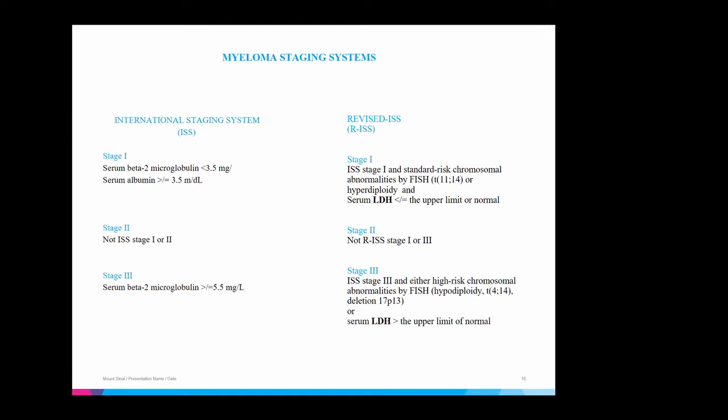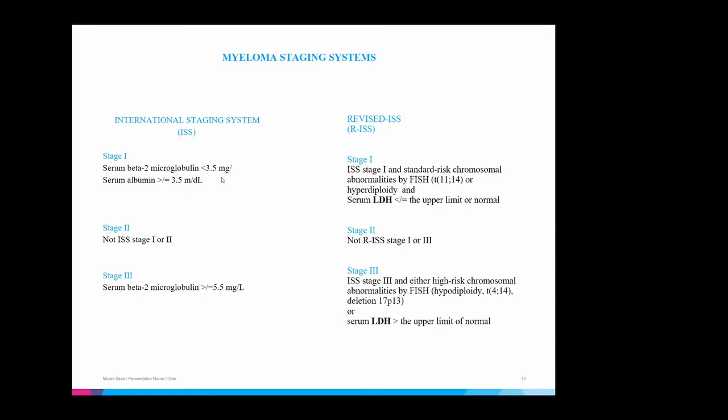So how do we stage patients with myeloma? It's interesting because neither the original staging system nor the revised staging system includes anything about the height of the immunoglobulins or the type of immunoglobulins. The original international staging system relies on the patient's serum beta-2 microglobulin and serum albumin.